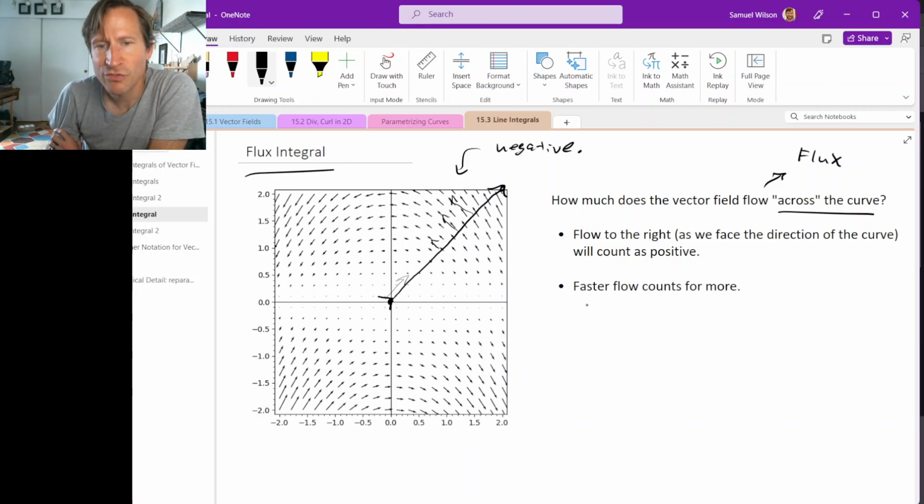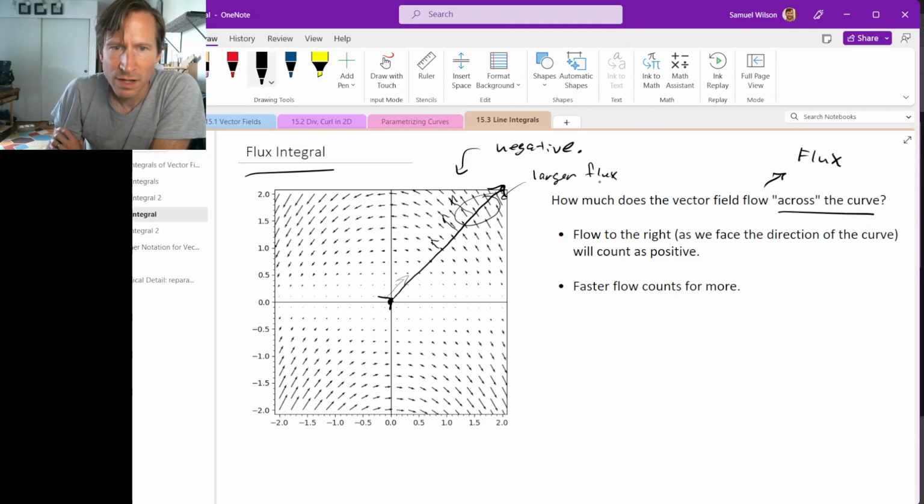Okay, so positive flux will be to the right. And then also faster flow should count for more. So out here, further away from the origin, this should have a larger flux, and the portion of the curve closer to the origin should have a smaller flux.